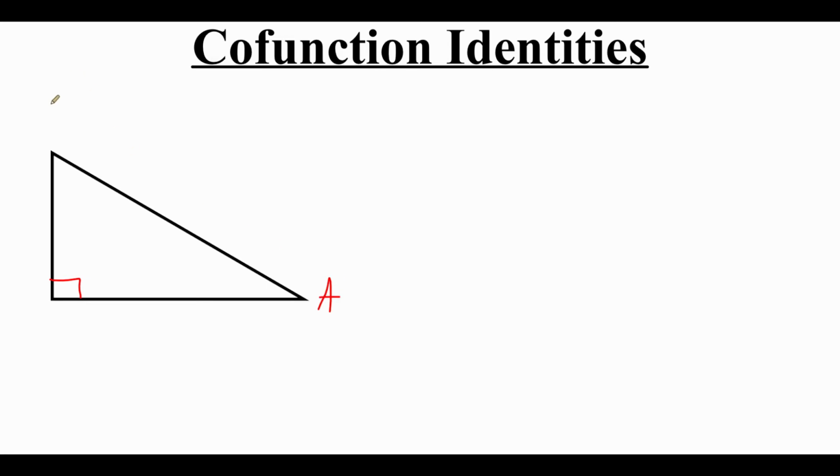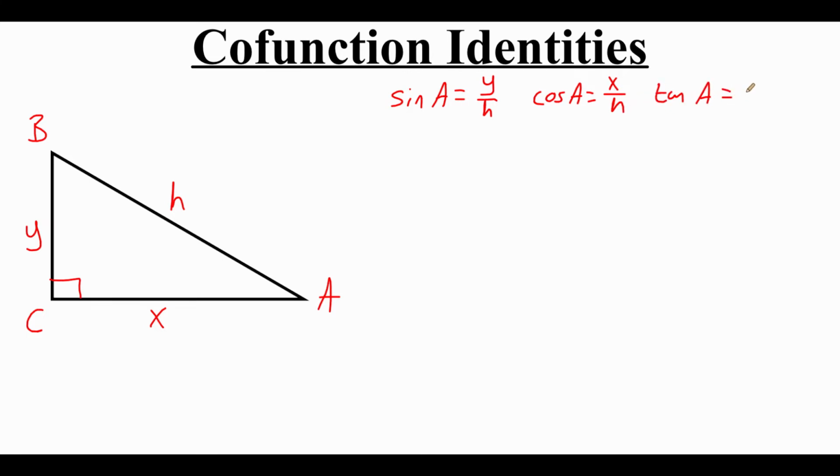So if I call this angle A, this angle up here B, and this right angle C, and I call this side going across the bottom X, this one Y, and my hypotenuse H. If I wanted the sine of angle A, sine is opposite over hypotenuse, so that's Y over H. The cosine of angle A is the adjacent side X over the hypotenuse H. And the tangent of angle A, tangent is opposite over adjacent, so that would be Y over X.